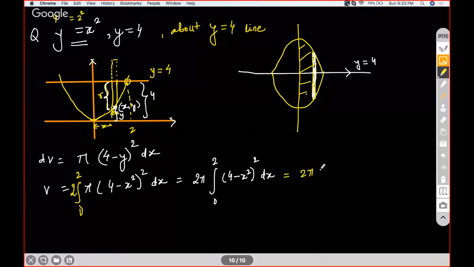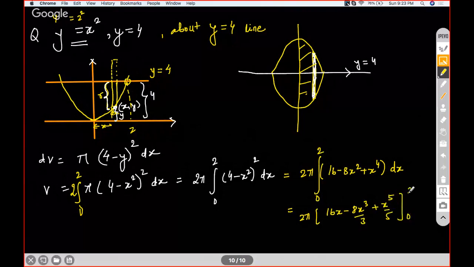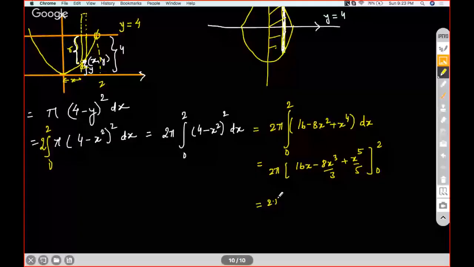16 minus 8x square plus x to the power 4. Some weird fraction. Plus x to the power 5 over 5, exactly. It will take 15 LCM. Yeah, exactly.